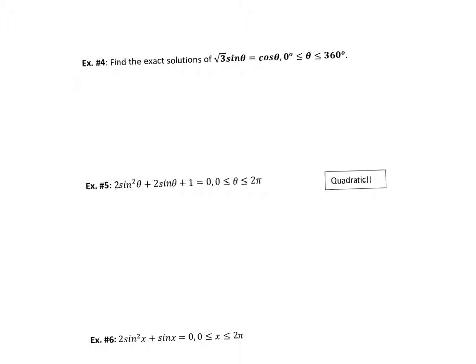Now, we've got finding these exact solutions between 0 and 360. This one actually isn't that hard. The next two aren't that bad. So go ahead and try those on your own. They gave you degrees this time rather than radians, so that's kind of nice.